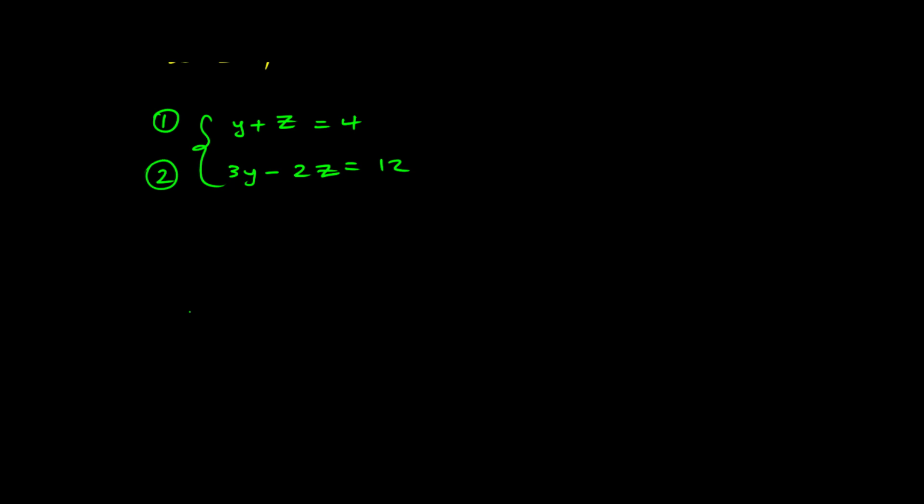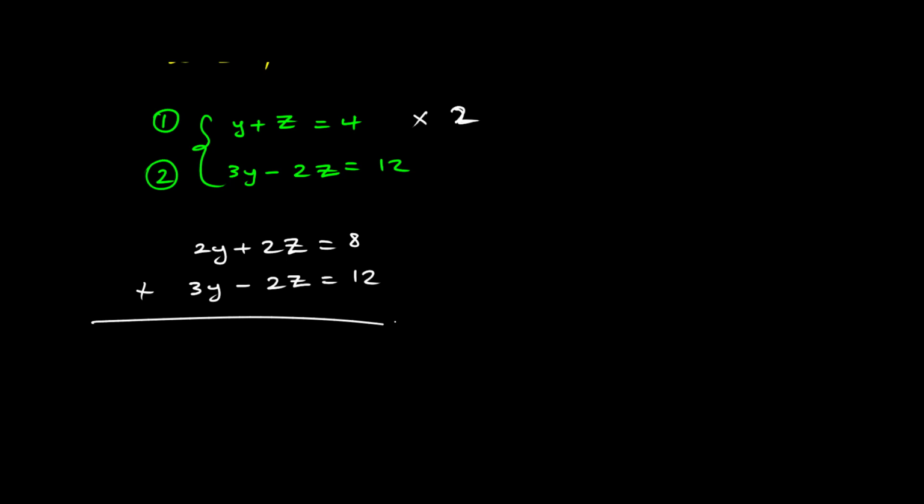So what we could actually do is multiply the first equation by 2. So let's multiply this equation throughout by 2. So we would be left with 2y + 2z = 8, and the second equation is 3y − 2z = 12. And I'm going to simply add both equations. So that would leave us with 5y = 20, and from this, we could see that y is equal to 4.